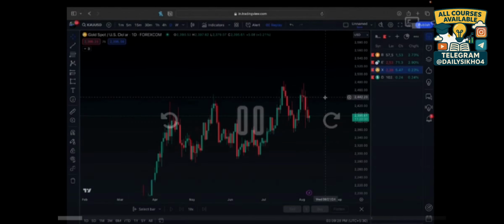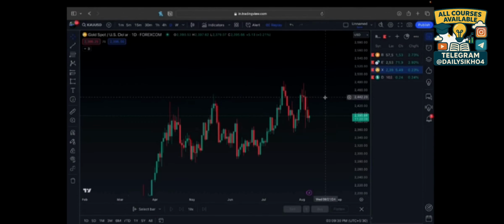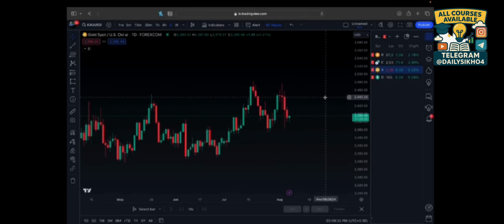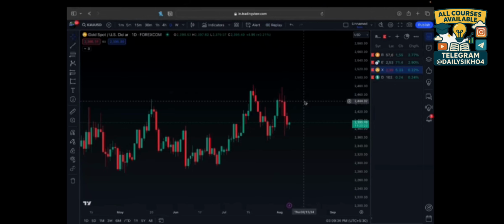Alright, ladies and gents, I'm going to now teach you a little bit more in depth about market structure and how to read it. Because by now, I believe most of you have understood the value of daily bias and how important it is to have a daily bias.